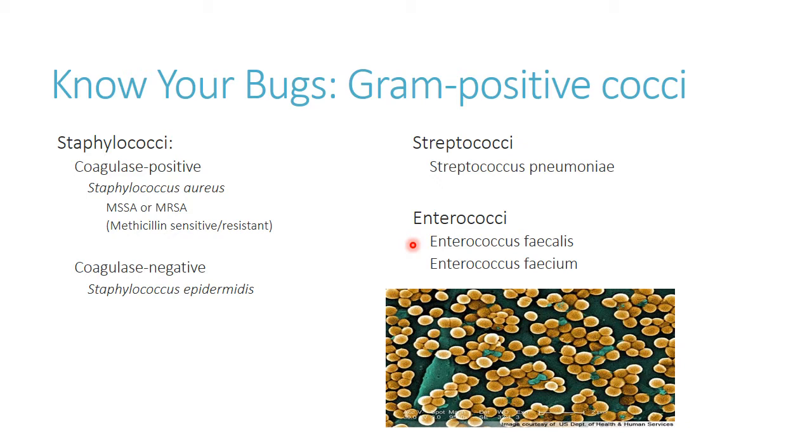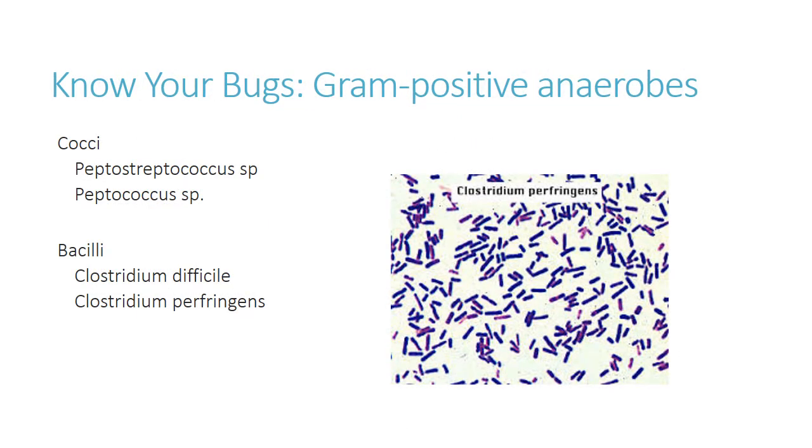So again, these are your gram-positive cocci, kind of the more common ones. This is obviously not going to be a completely exhaustive list, but these are the most clinically relevant ones you're going to run into in your normal clinical setting. We also have our anaerobes. What does anaerobe mean?